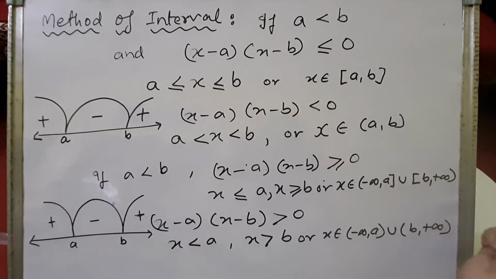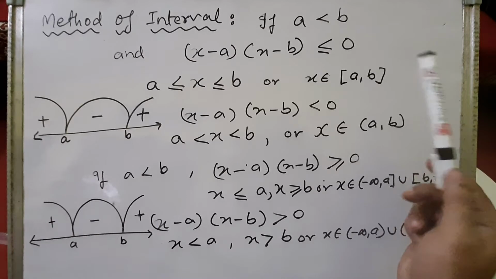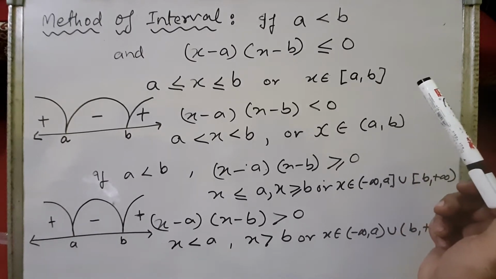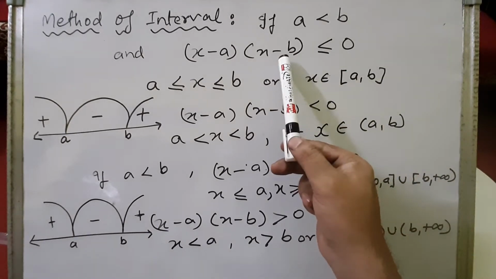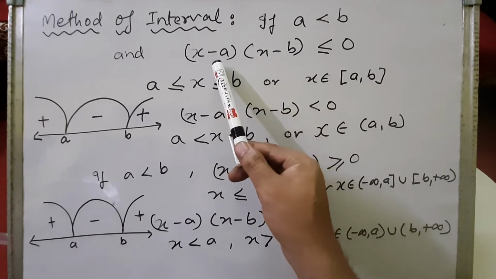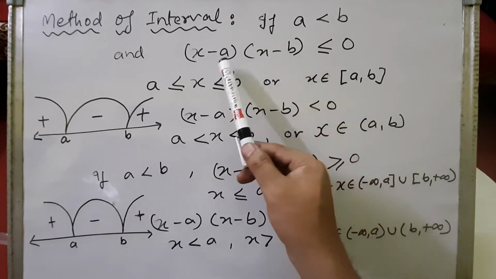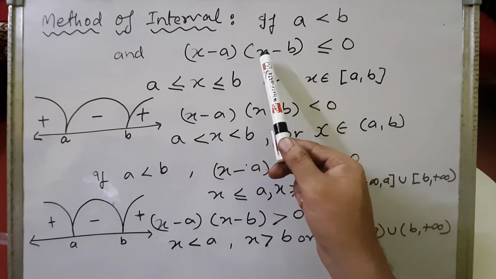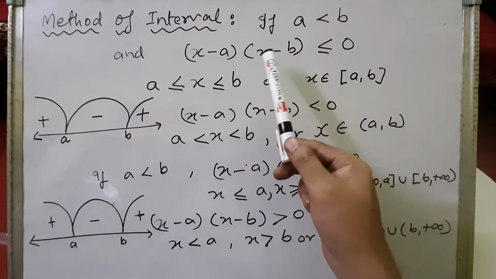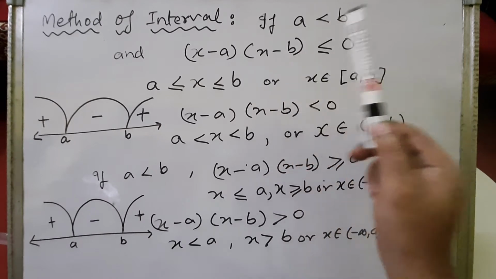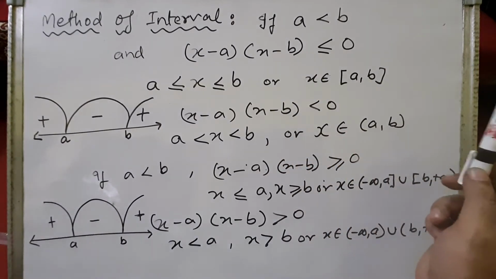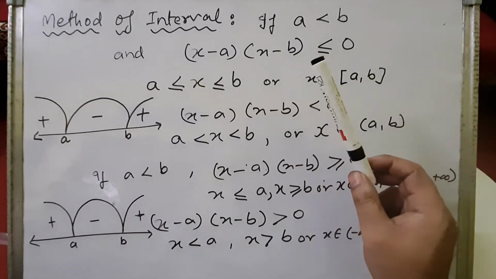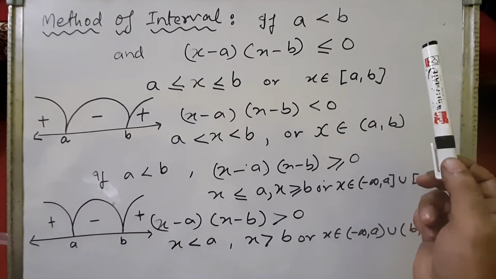Let's talk about less than 0. When the product of two terms is less than 0, either this is negative and this is positive, or this is positive and this is negative. If one is negative and one is positive, then the product will always be negative. So we have only one condition: one bracket must be negative and the other must be positive.